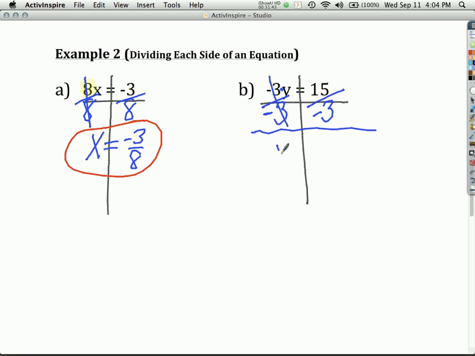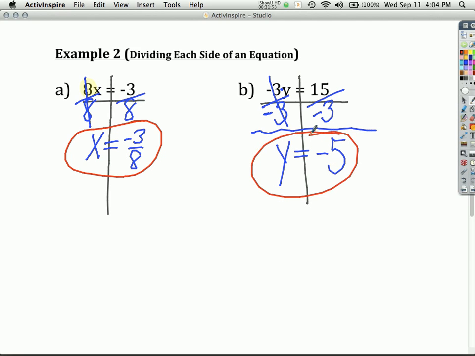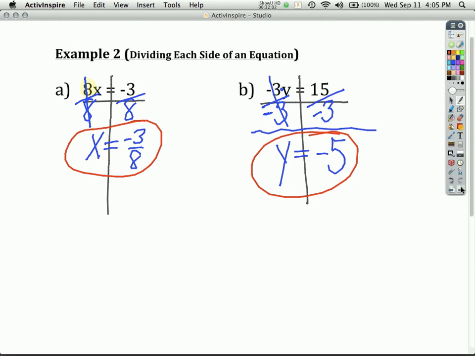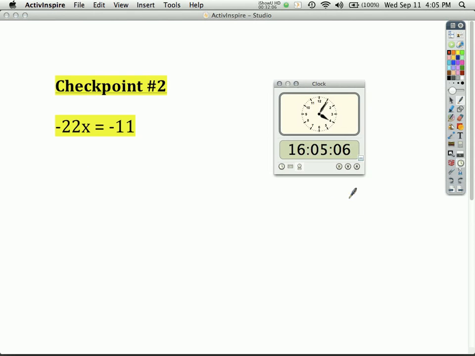This cancels, and we're left with y equals 15 divided by negative 3, which is negative 5. If I plug that back in mentally, that is the correct answer. Does anyone have any questions on multiplication equations? All right, let's see how you do on your own. Checkpoint number 2. One minute.